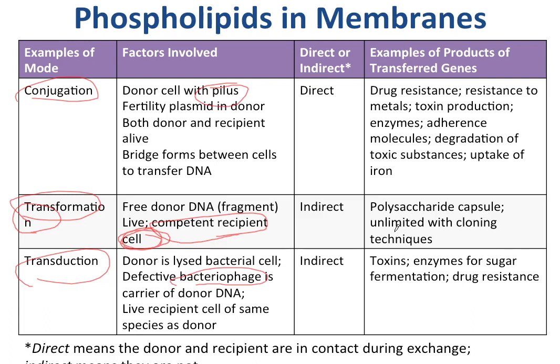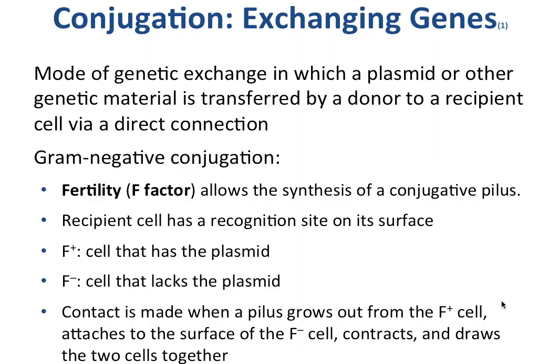So examples for conjugation are drug resistance and resistance to metal toxins. Okay. For transformation, for example, polysaccharide capsule and all the cloning techniques. For transduction, the examples would be toxin enzymes, fermentation, and drug resistance. Now let's talk about conjugation.